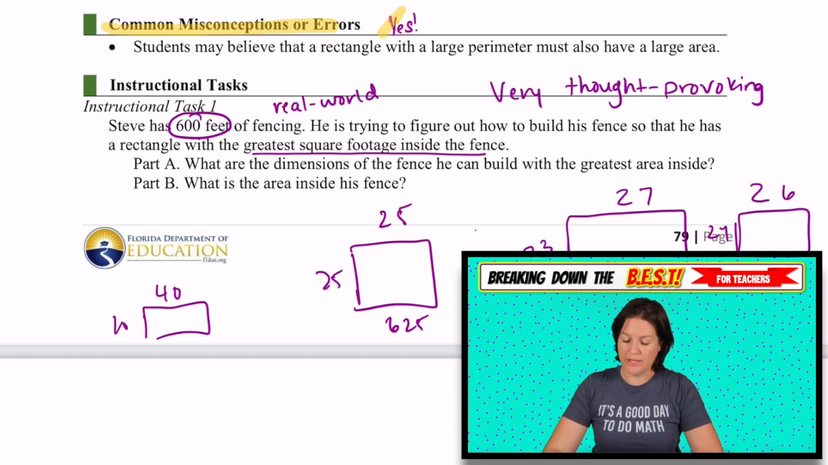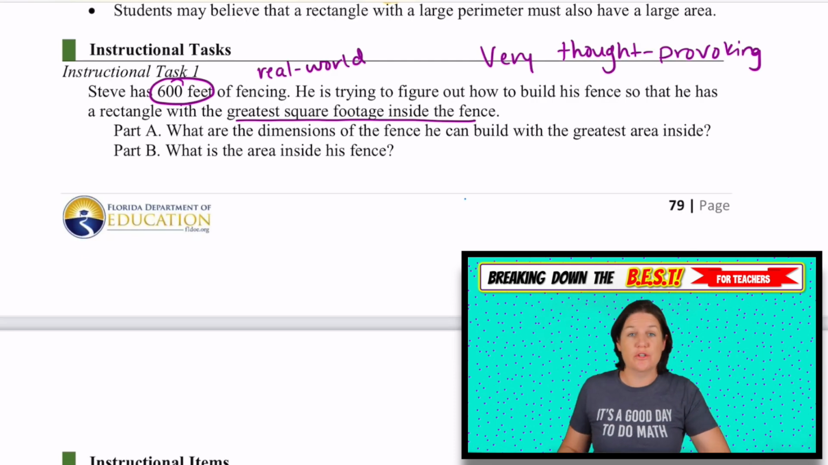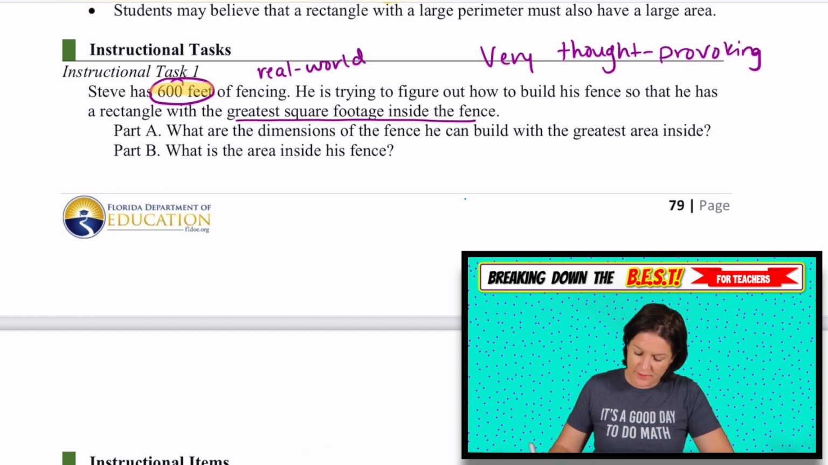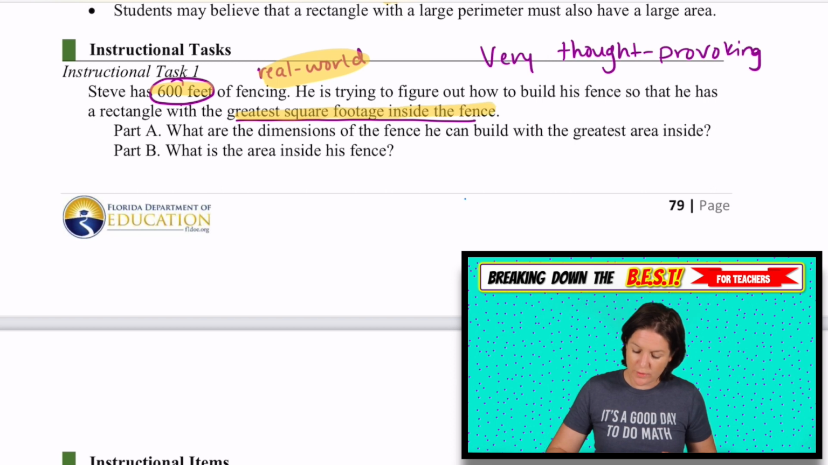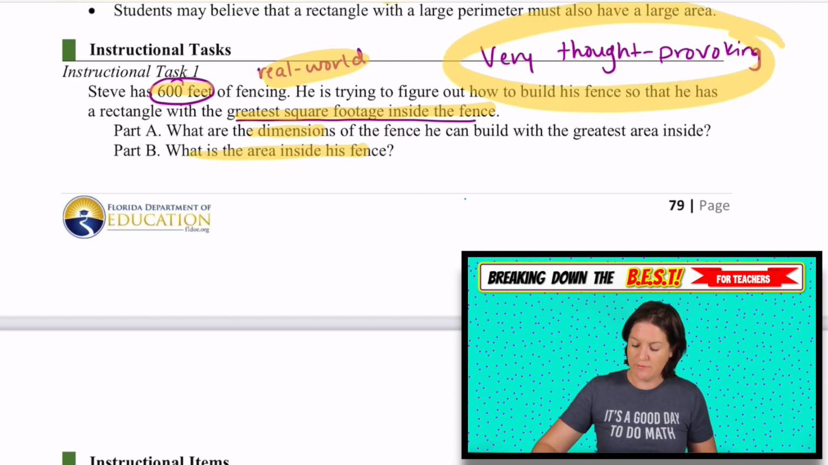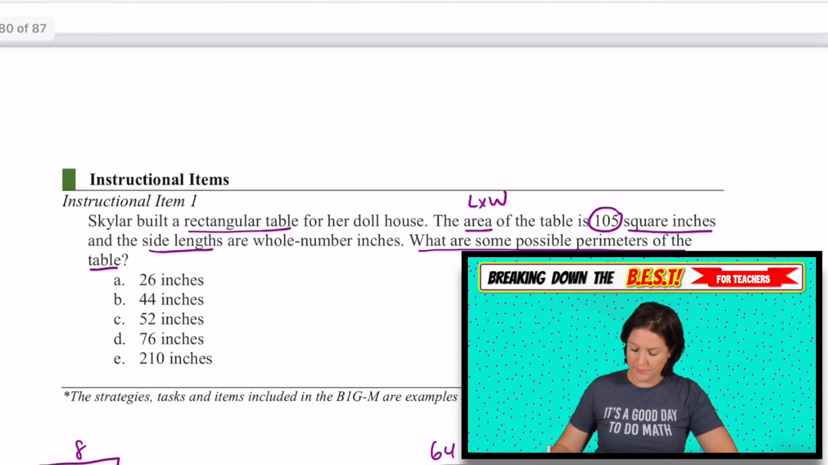For common misconceptions, it says that students may believe that a rectangle with a large perimeter must also have a large area. Then we have an instructional task as an example to see what the standard looks like in action. It says that Steve has 600 feet of fencing. This is a real-world situation, and he's trying to figure out how to build the fence so that he has a rectangle with the greatest square footage inside the fence. So you have to mess around with the dimensions to figure out what those dimensions could be and what the area would be. I thought this was a very thought-provoking question.